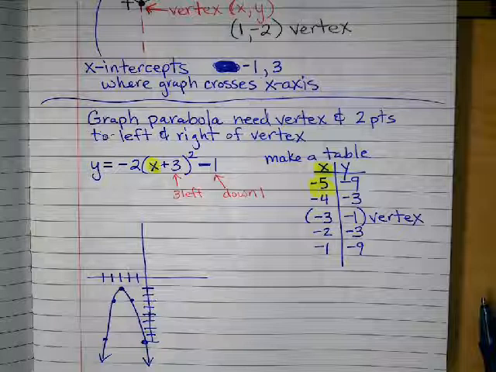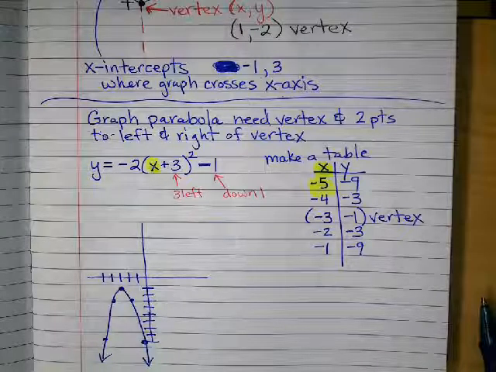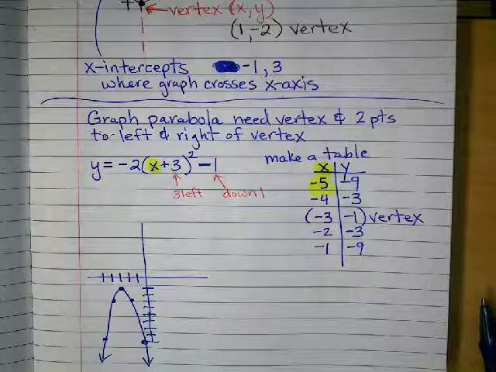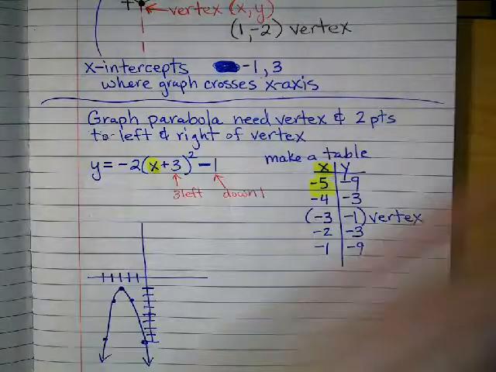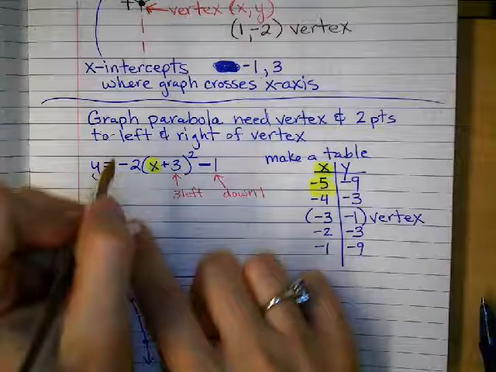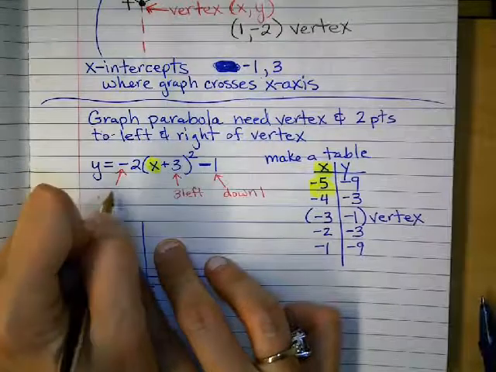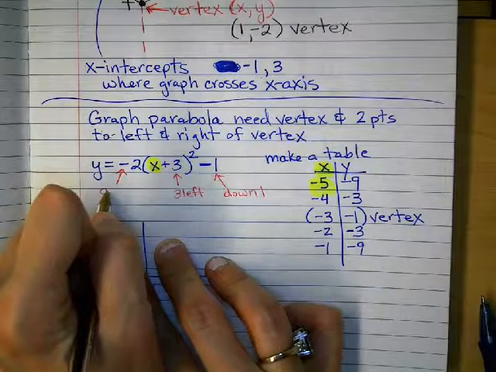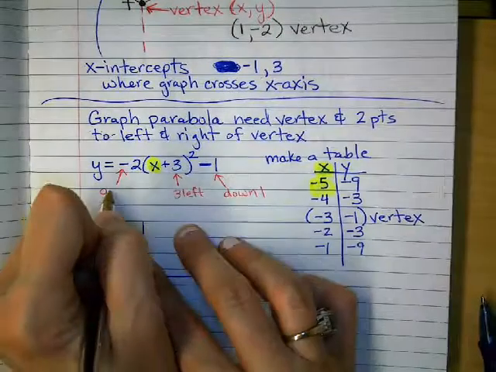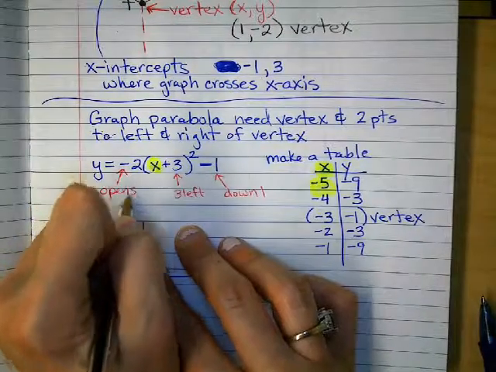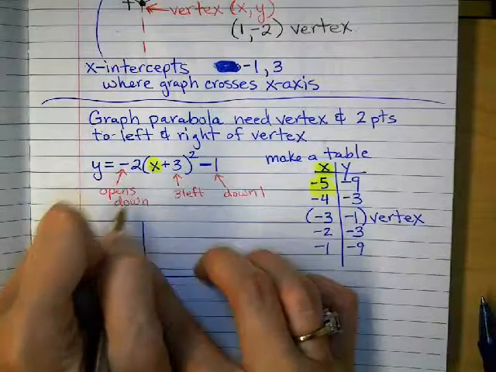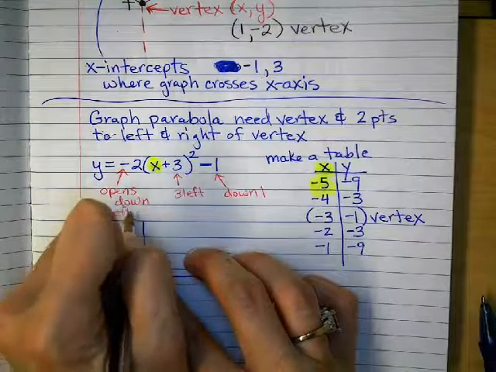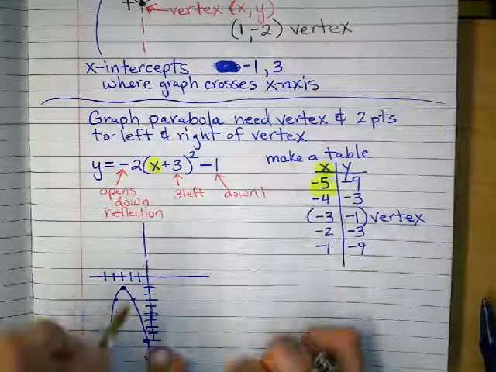It's just another thing to keep in mind that you should know that this is negative, so the graph is a reflection. Remember that? It opens down. Remember, that's a reflection. And that's what our graph ended up doing. It ended up opening down. So it's another thing to keep in mind.